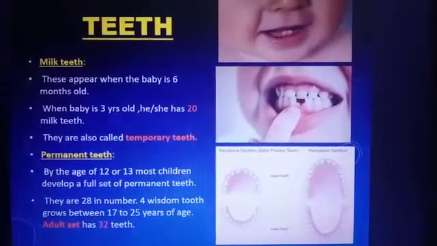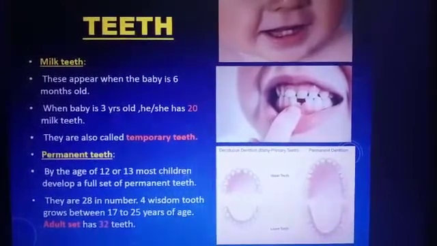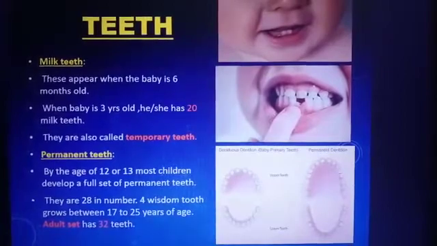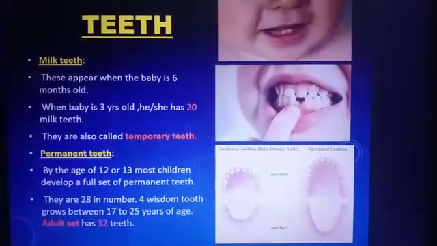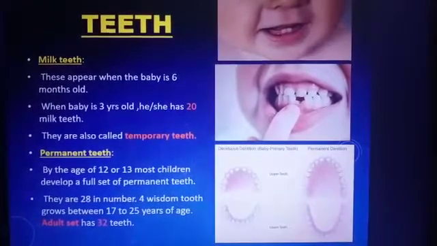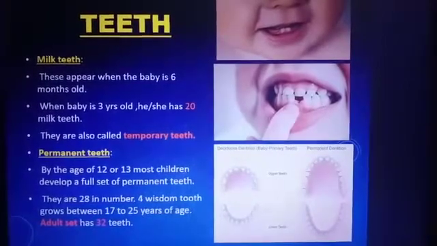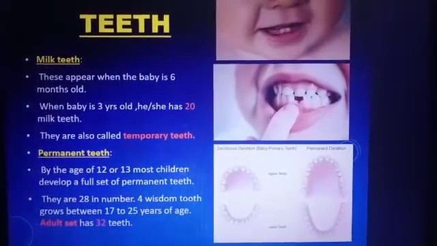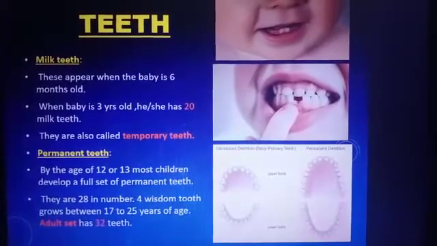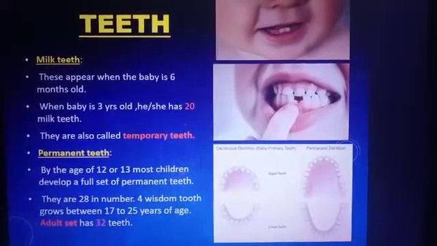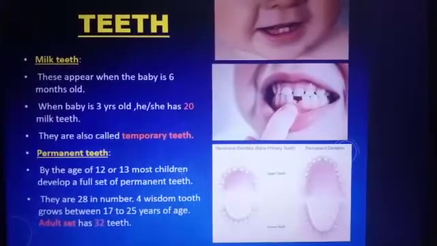Why temporary teeth? Because they fall down and they are replaced by a new set of teeth known as permanent teeth. In babies, they are milk teeth, and in an adult, they are known as permanent teeth because they have replaced their milk teeth. You can see in the picture first, the baby is showing two small milk teeth. In the second picture, the baby has lost his front tooth.